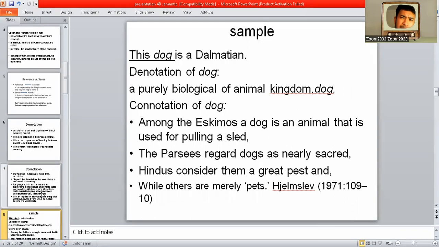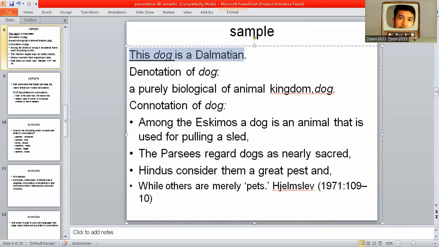Now, how can we give examples in our daily life of denotation and connotation? For instance, we have the dog. Take a look at this sentence: "This dog is a Dalmatian." The denotation of dog is purely the biological animal kingdom. It's an animal with four legs, and we know the reference: the physical object of a dog itself.